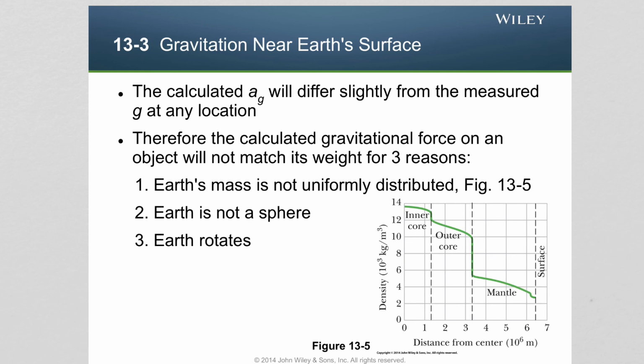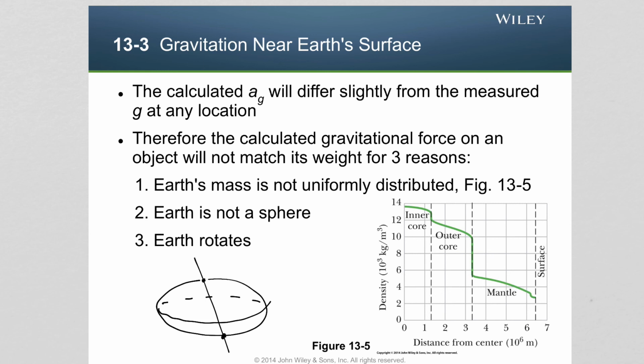Another reason why the gravitational force would not match the weight of an object is that the Earth is not a sphere. The Earth is more like an ellipsoid. So I will attempt to draw it. Of course, this is extremely exaggerated. It is not that squished, but you can think of the Earth as being something like that. Therefore, the values for the gravitational acceleration at the poles will be larger than the values of the gravitational acceleration on the equator.